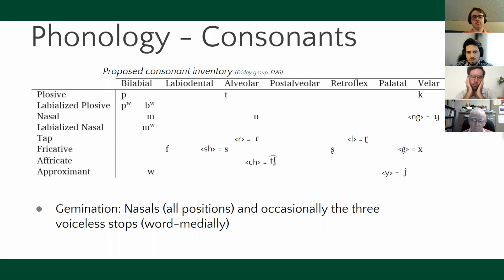In addition, Woleaian employs gemination. The geminated nasals have been reported in all word positions, and there are instances of the three voiceless stops also being geminated, either word initially or medially. And although it hasn't been observed in this class, Sohn 1975 also argues for the presence of gemination in the bilabial and alveolar fricatives.